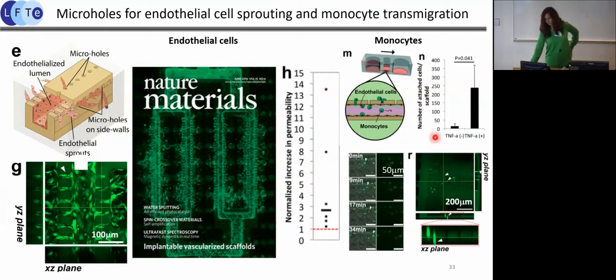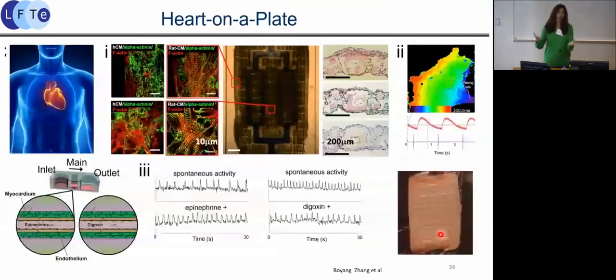We can also stimulate the endothelium with molecules such as TNF-alpha and perfuse human monocytes, and this will cause monocyte rolling on the endothelium and transendothelial migration into the parenchymal space. And because this is now all happening on a plate system, I basically renamed this heart on a plate or liver on a plate. It's not really on a chip.